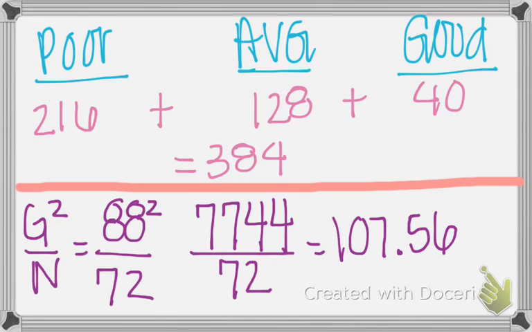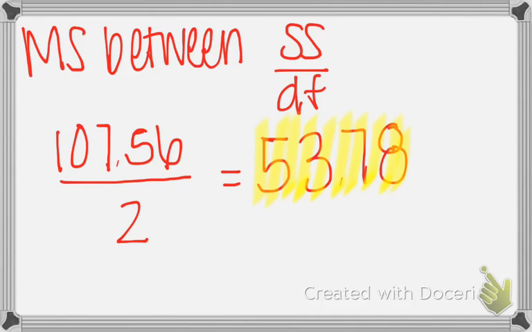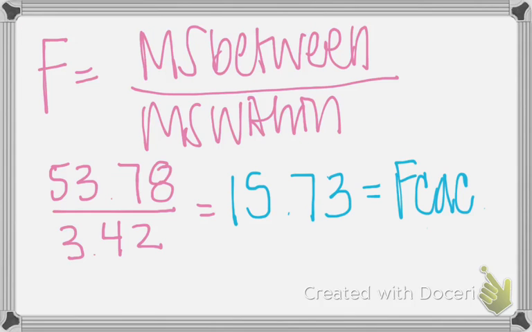Adding everything up in the end, you get 384 for the total of just the T squared over n. Now for the grand total squared over the big N, you get 88 squared over 72 from previously. This is why you need everything from before. You see your calculations, and the sum of squares between is 107.56. Just as before, we have mean square between, SS over DF. Therefore, you get 53.78. To find F, we get mean square between over mean square within.